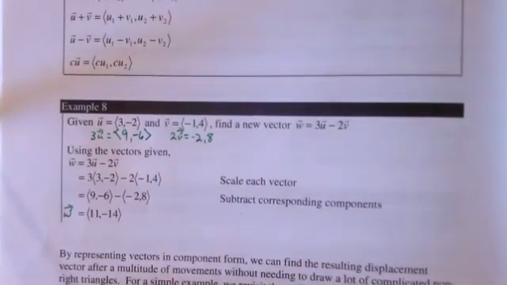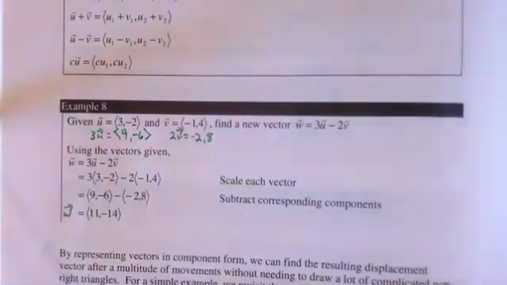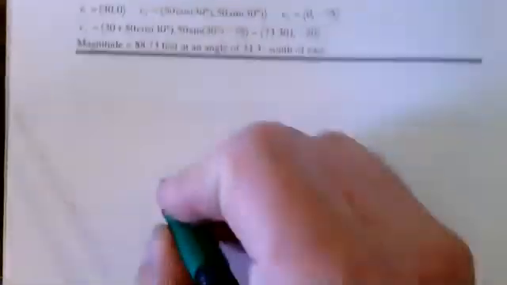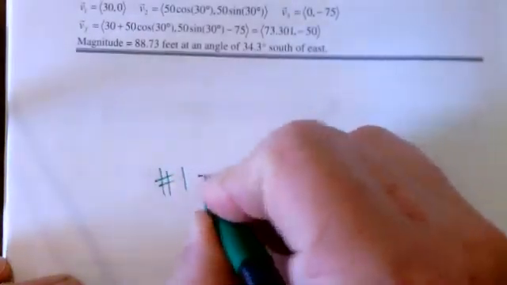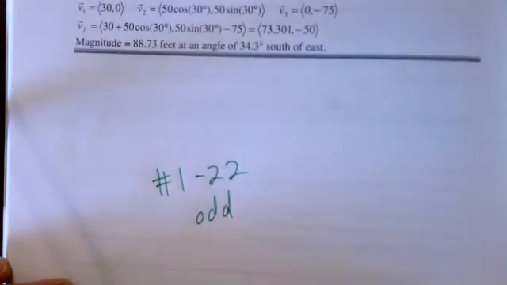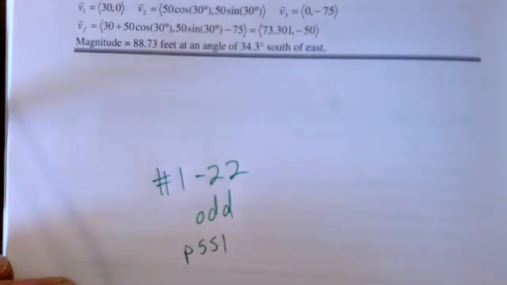Okay. So again, we're going to leave the word problems alone. We're going to tackle those on Friday. On your homework, we're going to do numbers 1 through 22, the odds there. I will post this assignment in just a second. Tackle these from page 551. Okay, you can get started on that and get that turned in tomorrow, and we'll be ready to go.